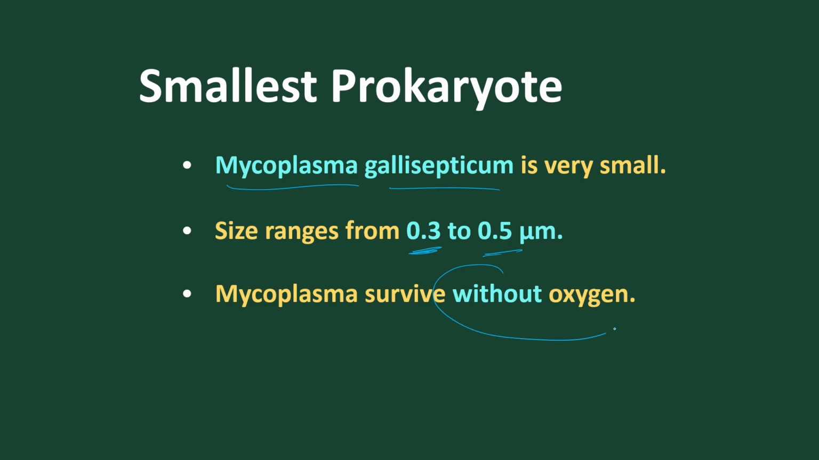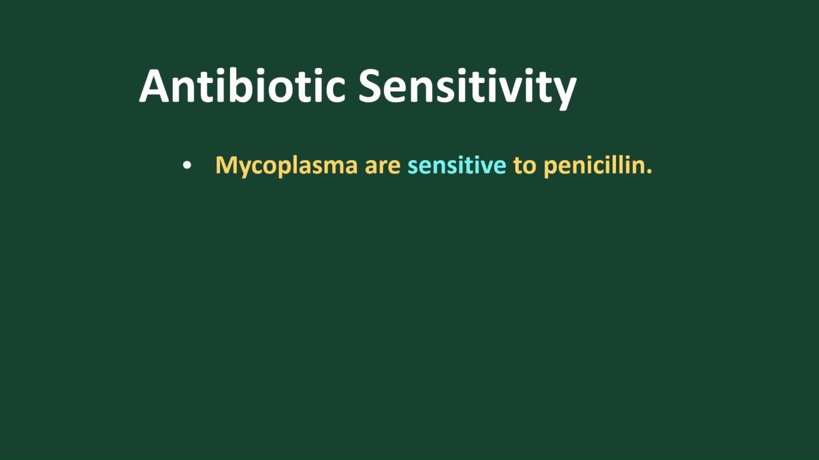Mycoplasma survive without oxygen, so they can go for anaerobic conditions. These anaerobic Mycoplasma are very sensitive to antibiotics. Mycoplasma is sensitive to penicillin. They are highly sensitive to penicillin because Mycoplasma don't have a cell wall, so penicillin can easily enter into the Mycoplasma and act on it.